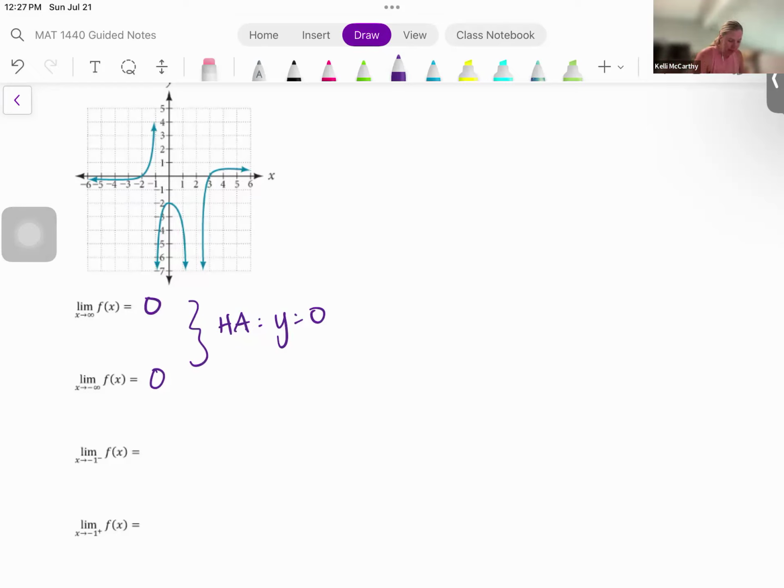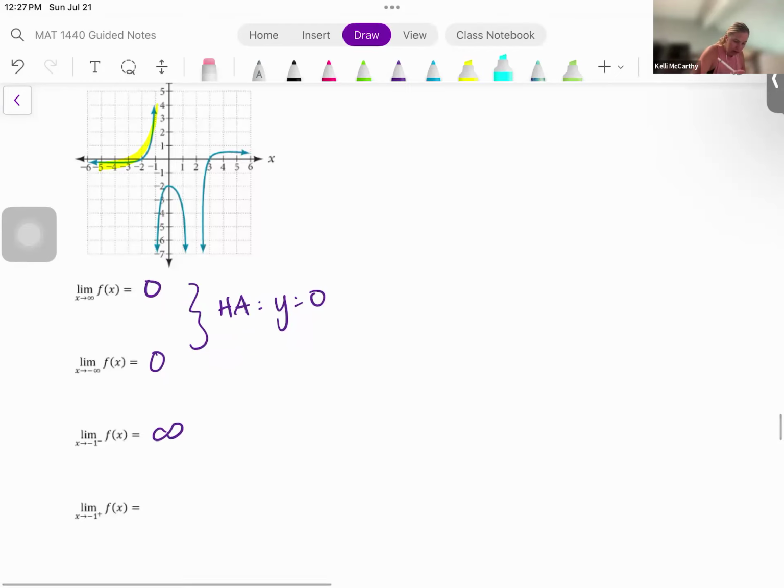The limit as x approaches -1 from the left. So finding x equals -1 and approaching it from the left looks like it's going up to positive infinity. The limit as x approaches -1 from the right of f of x, well, that's going down to negative infinity.